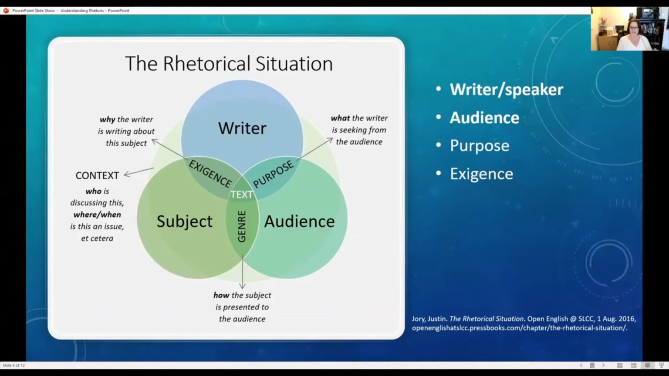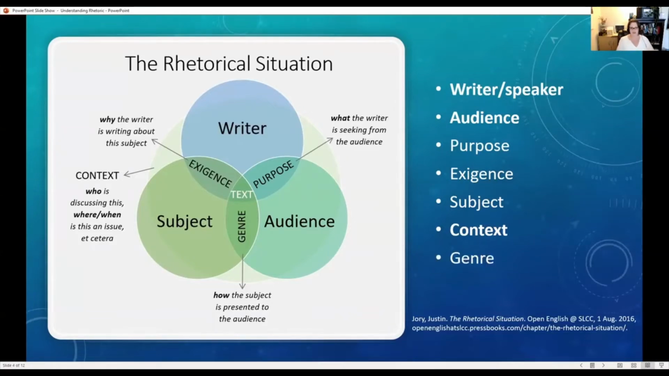We have exigence, which is kind of a fancy word for your motivation. It's similar to purpose, but not exactly the same. We have, of course, the subject. And that's related to context. Context: who's discussing this? Where and when is this an issue? So all the various things that are going on underneath is that context.